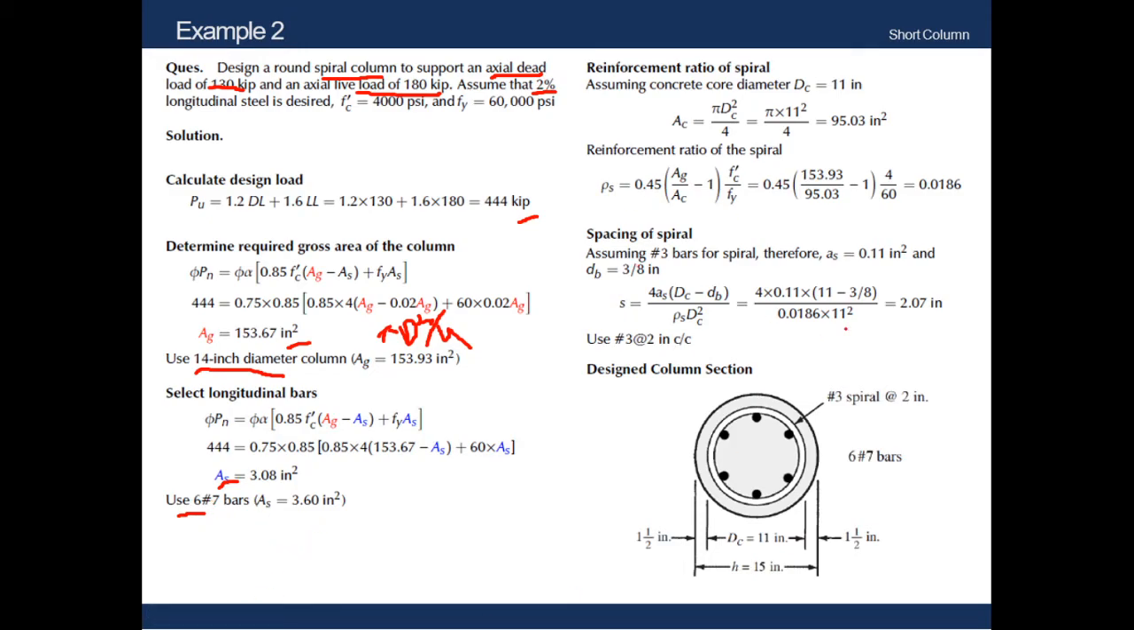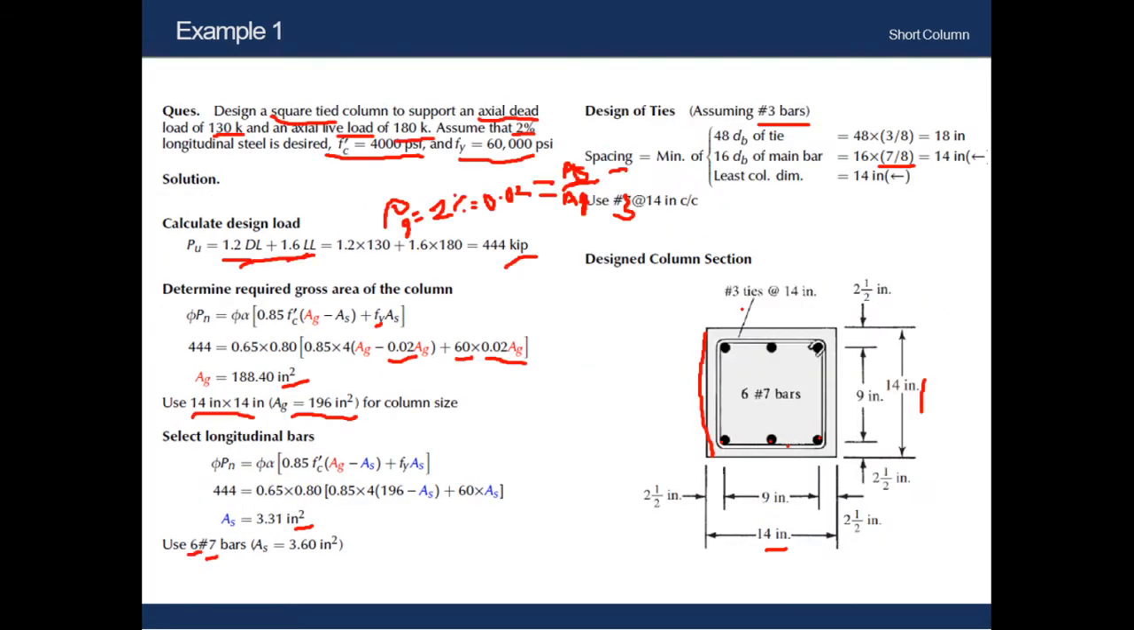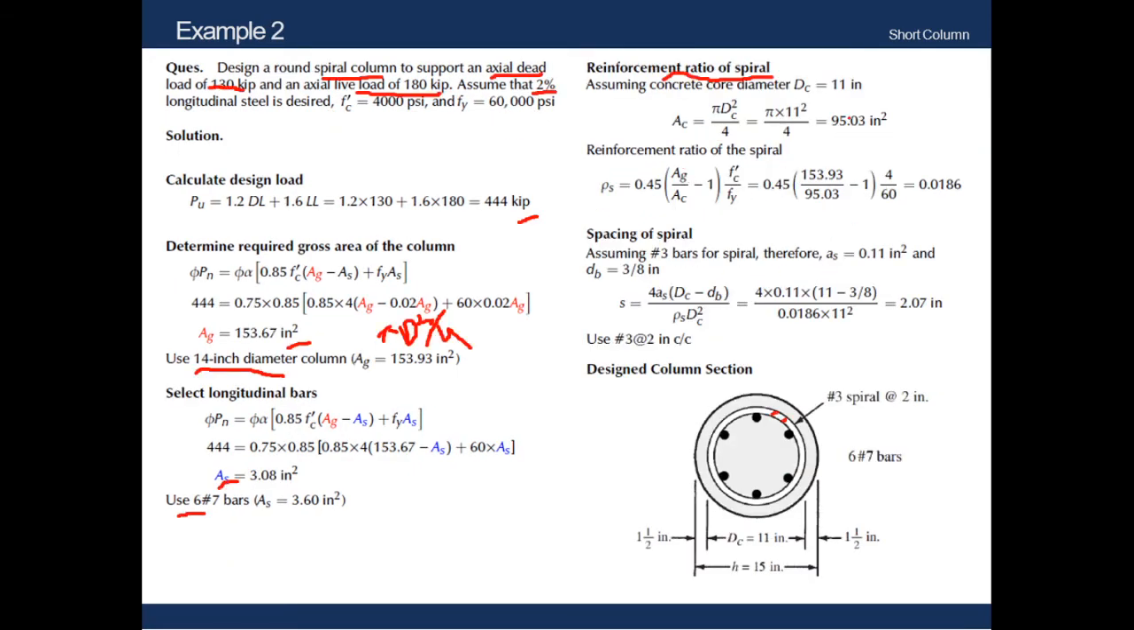But here is the difference for lateral reinforcement: in this case we are using spiral reinforcements to hold the longitudinal reinforcements in place. In order to hold the longitudinal bars in place, we need to use spirals. So these are the spirals, surrounding the longitudinal bars and holding them in place. So there is a difference between the designing of tie bars and spiral bars.